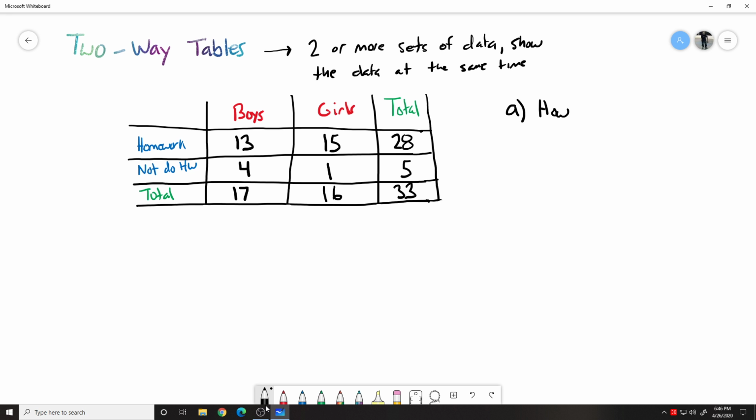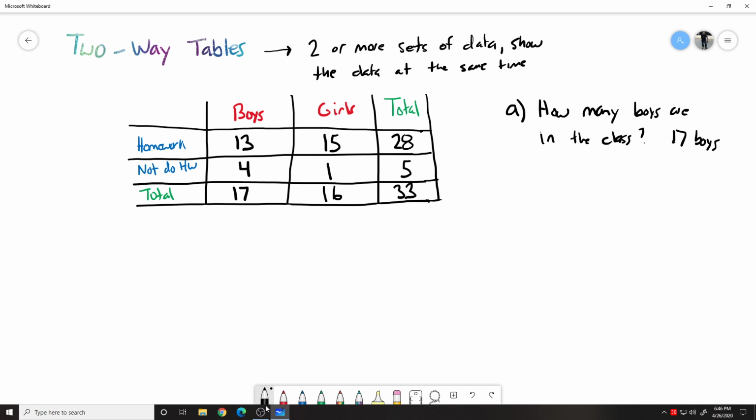This is just really easy. How many boys are in the class? Now that's the most basic of questions because obviously I could just look on the chart here. There are 17 boys in the class, right? Total, my total column for boys, there are 17. So my answer I would say is there's 17 boys.